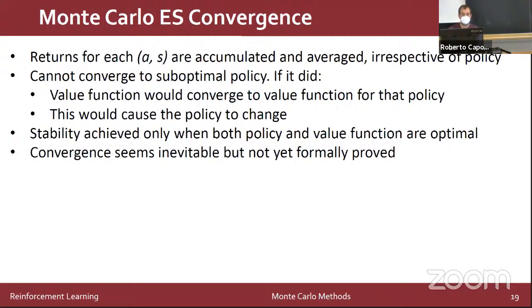Let's look at the convergence first of this algorithm. So you are computing the returns for each A and S. We accumulate them independently of the policy. We will converge to an optimal policy in the end. So there is no formal proof of convergence for this algorithm, although there is no practical proof that it doesn't converge. So it's empirically proved to converge, let's say.